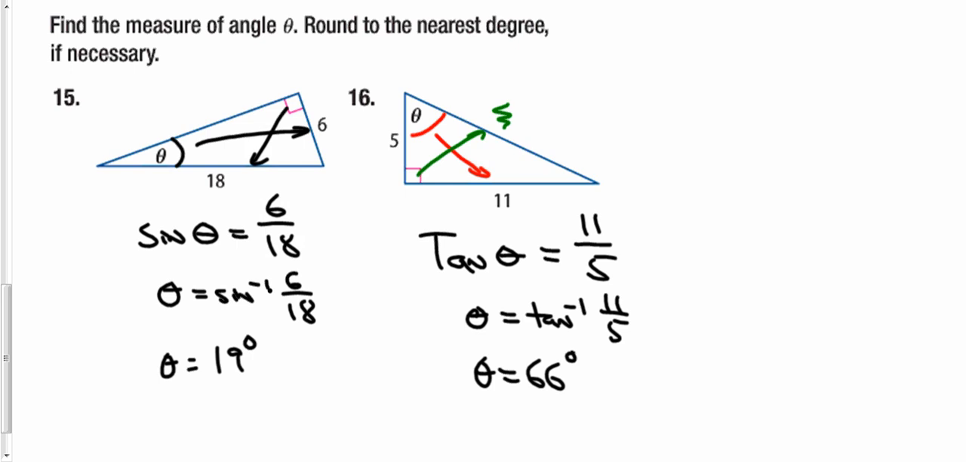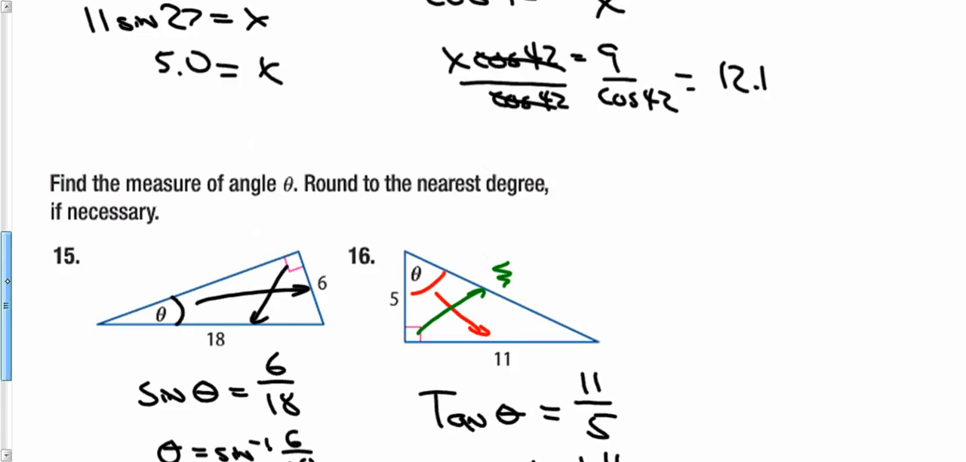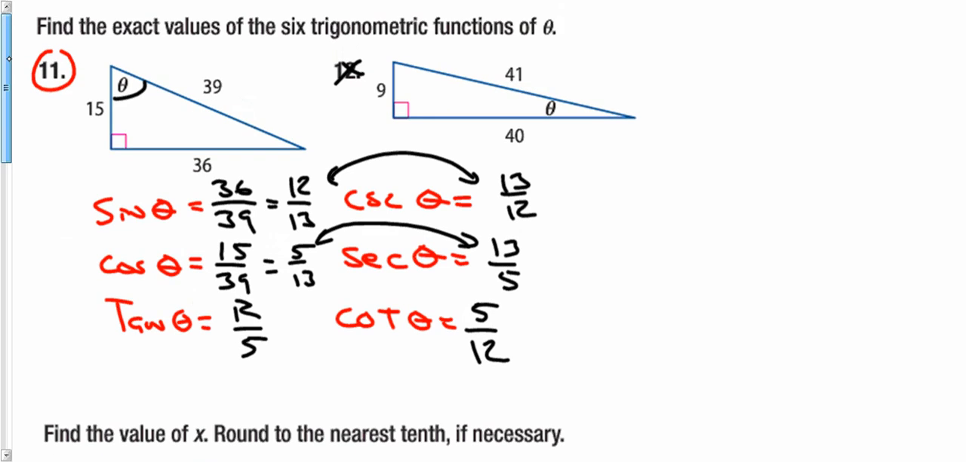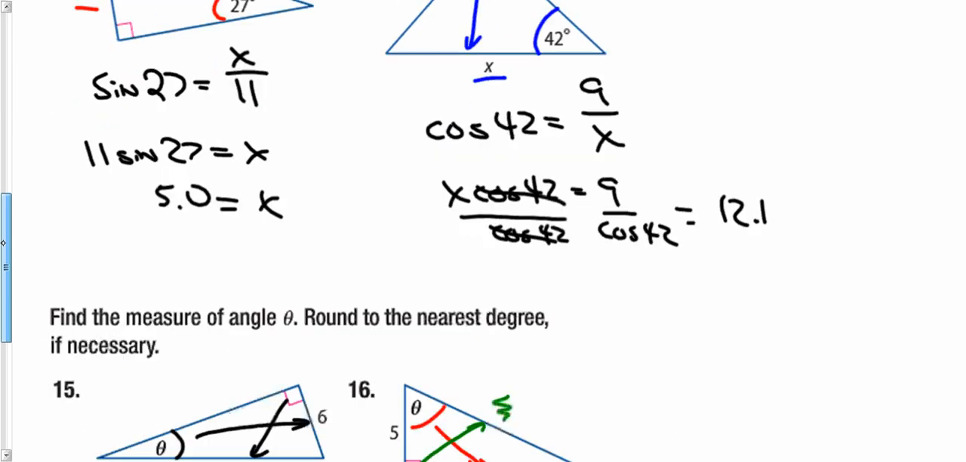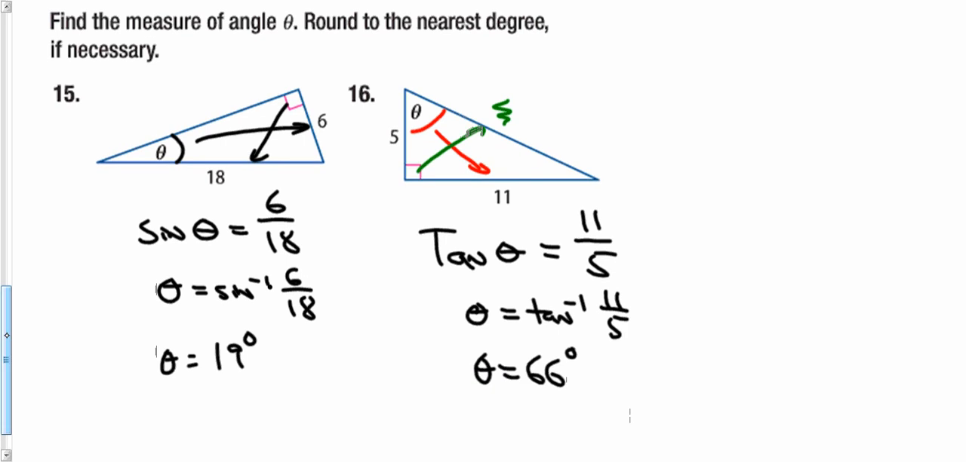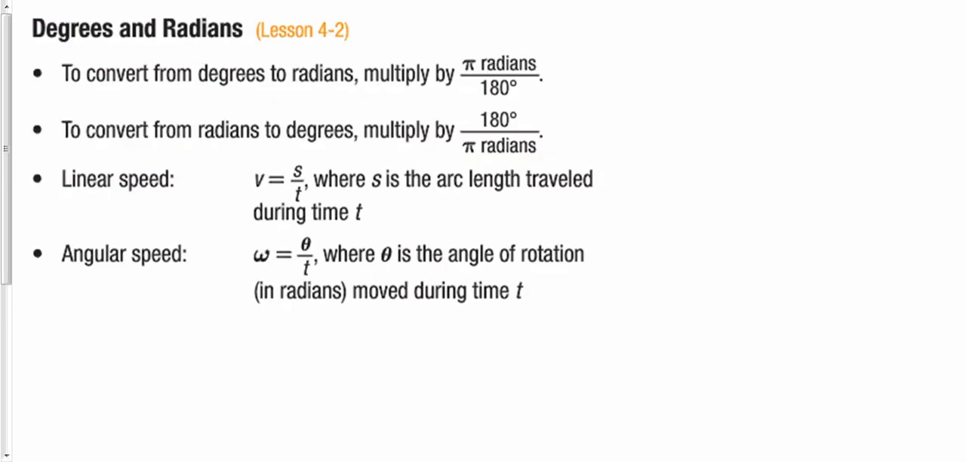And that's pretty much everything you're going to need from 4-1. To review real quick, we have making ratios, finding a side, finding an angle, all in right triangles. Very important, all in right triangles. Okay? Section 2.